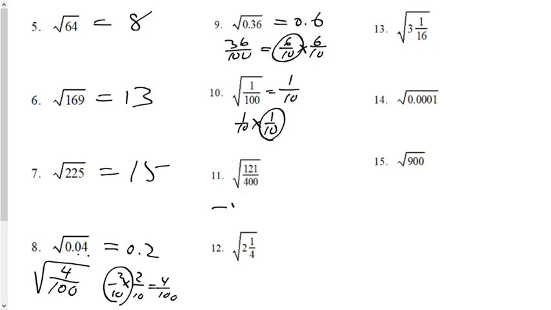What fraction times itself is 121 over 400? Numerator, 11 times 11 is 121. 20 times 20 is 400. Therefore, the square root is 11/20.